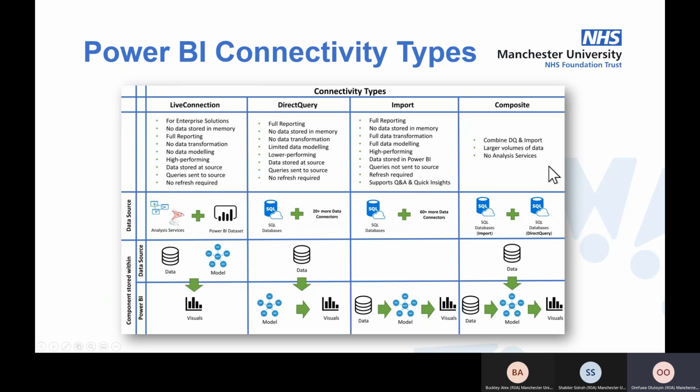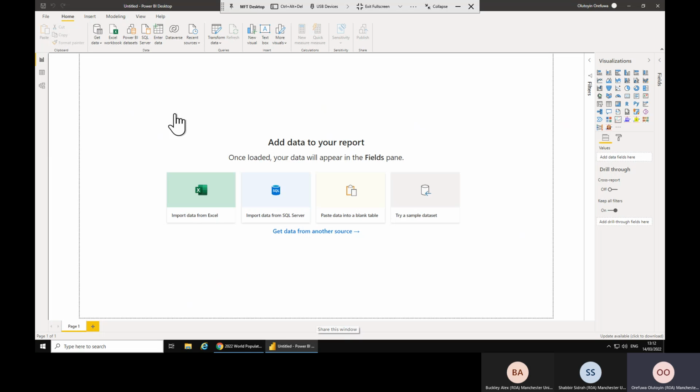The fourth type is basically a combination of direct query and import. You can have the two modes together, so data can reside at the source, and also you can have data in memory, but you have the ability to do the model and visuals. So we'll see how all this is implemented within Power BI Desktop. This is what we have. Get data is how we get data in.